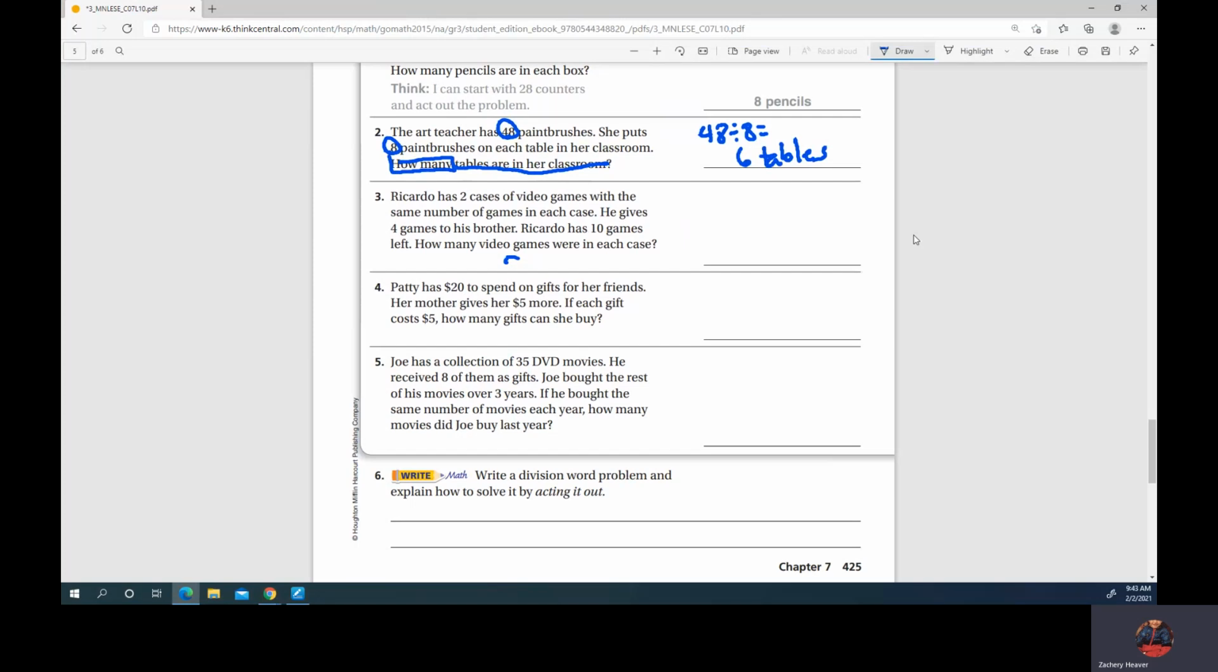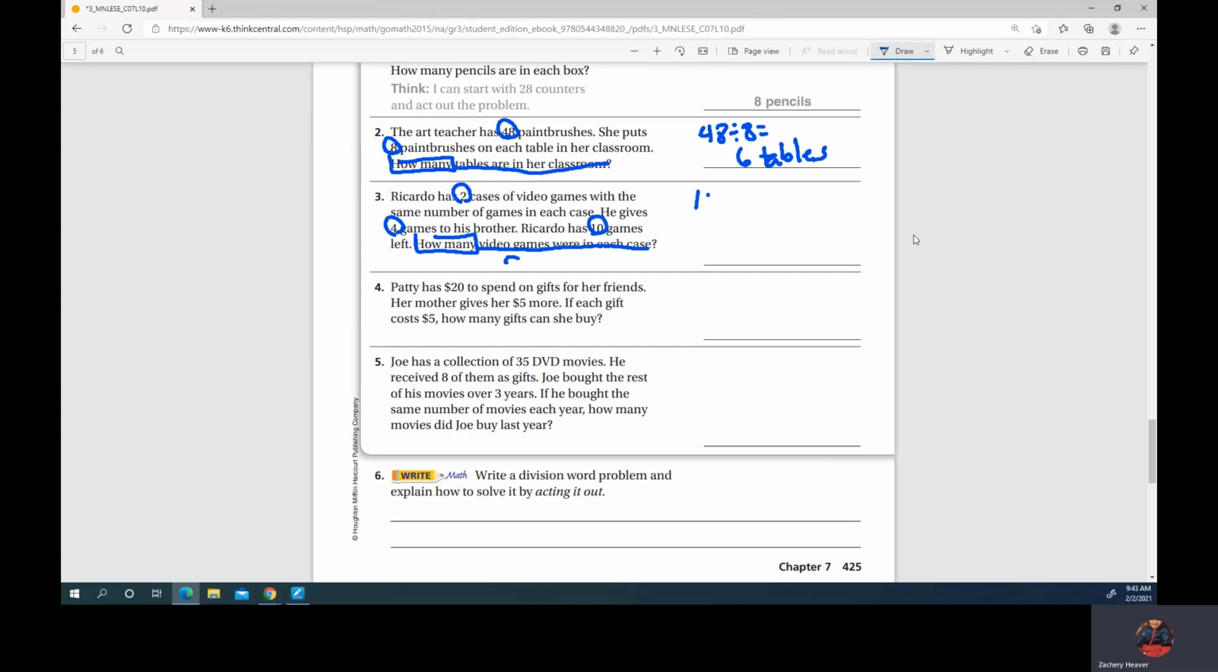Ricardo has 2 cases of video games with the same number of games in each. He gives 4 games to his brother. Ricardo has 10 games left. How many video games were in each case? So we got to find the case first. He has 2 cases, and it's the same in each. He gives 4 games to his brother, and he has 10. But before he gave his brother any, how many did he have?